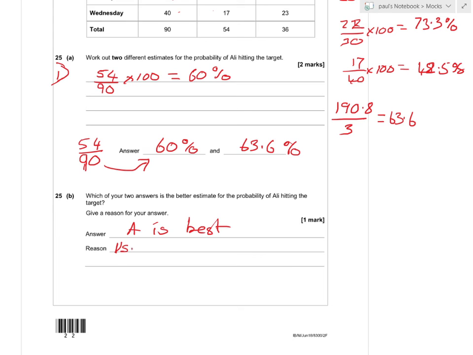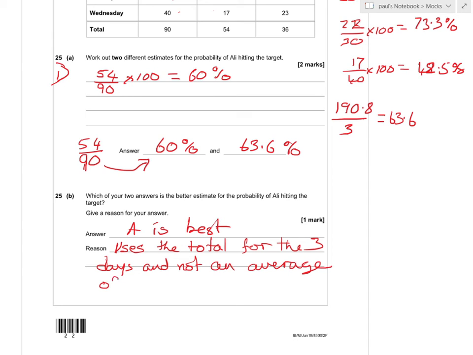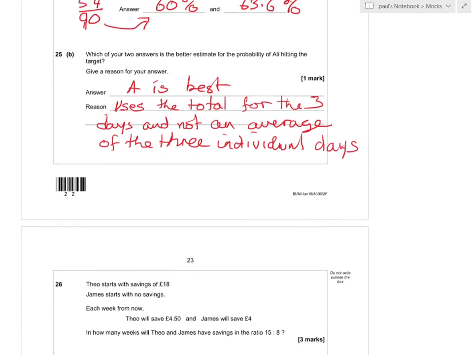Answer because it uses the total for the 3 days and not average of the 3 individual days. Yeah, I don't like this question. It's not really clear what you need to do, but I think I've got it.